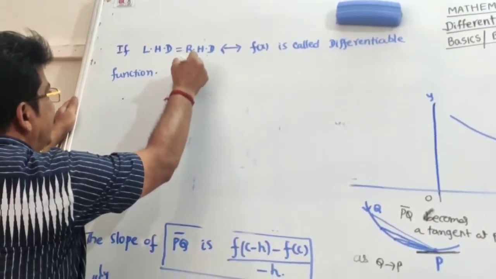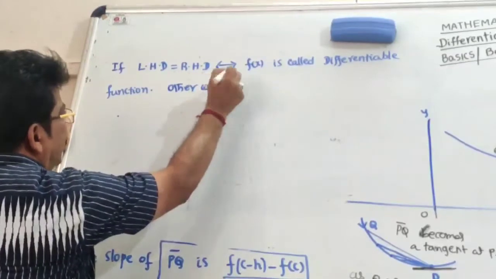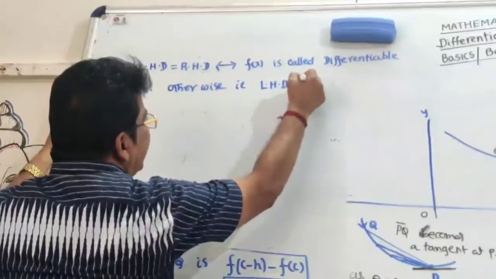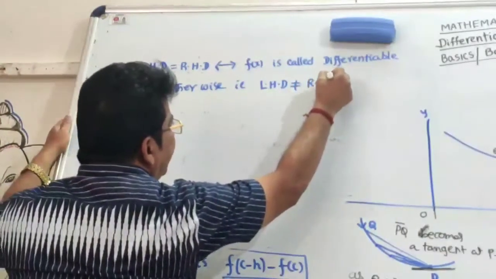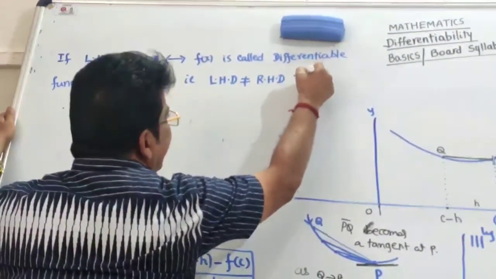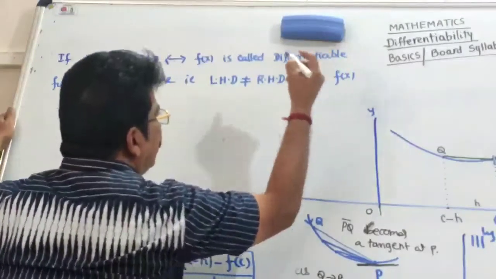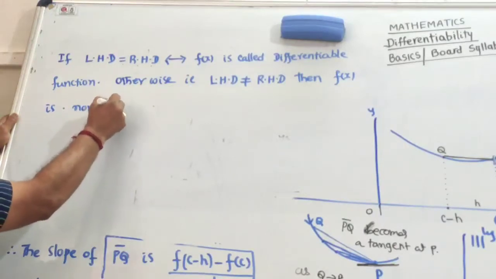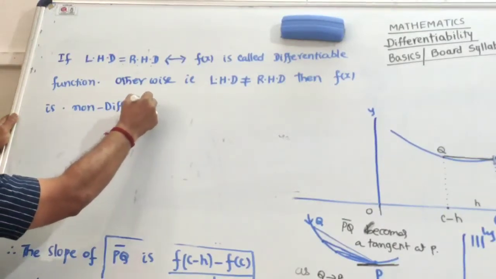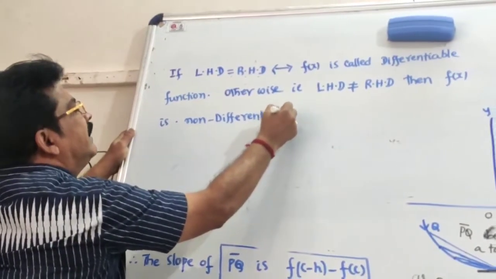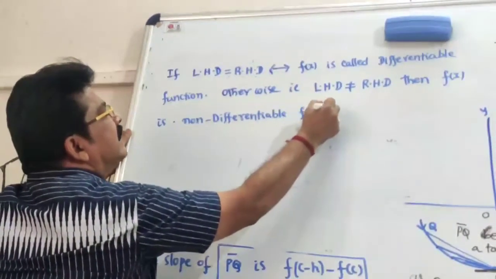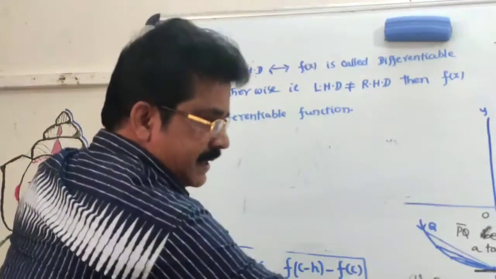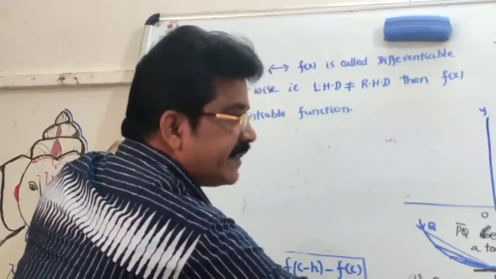Otherwise, that is, LHD is not equal to RHD, then f of x is called a non-differentiable function. So therefore, these are the limiting values and some notations, meanings.